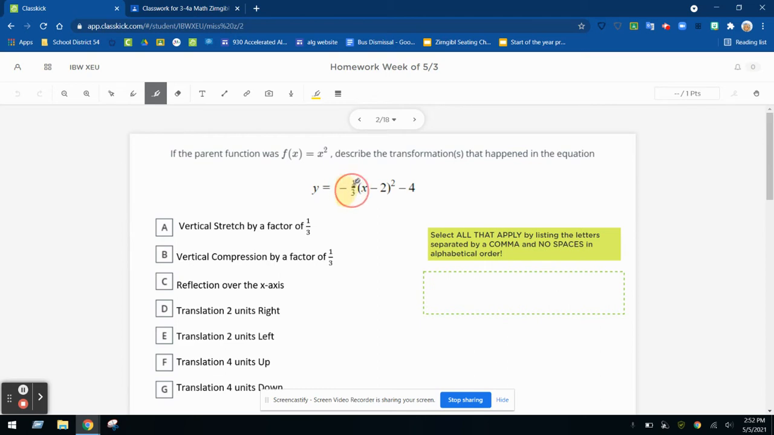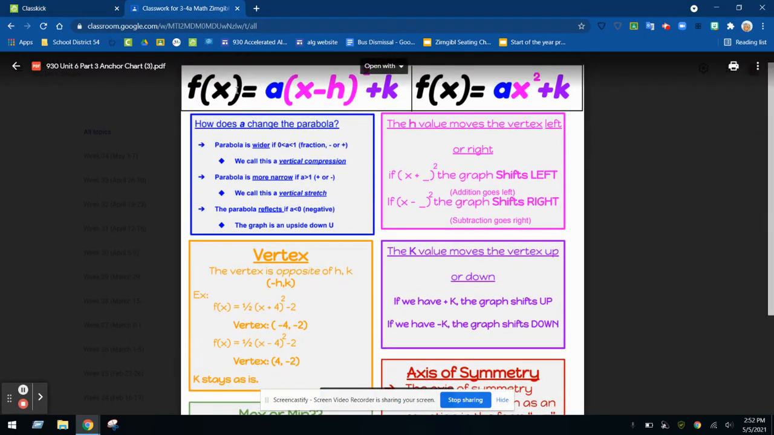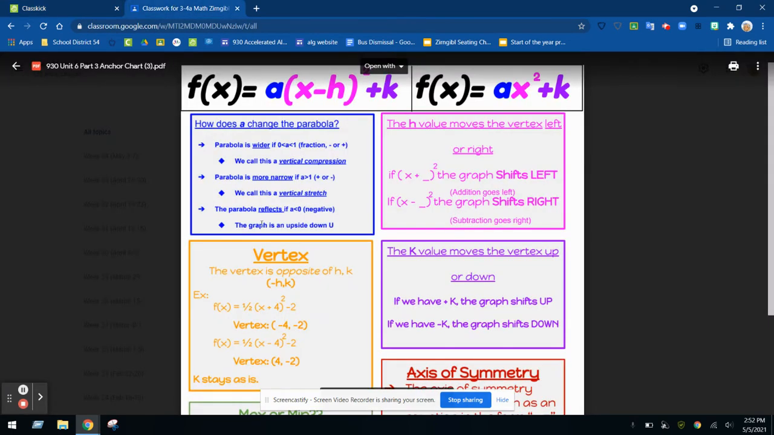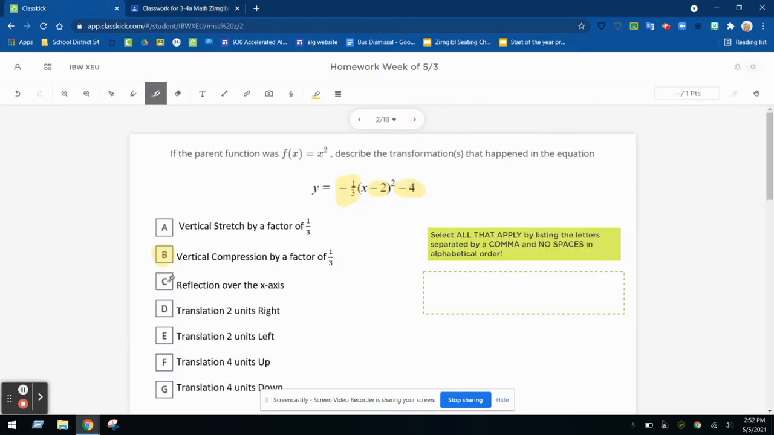I have this negative 1/3 that was added in, this -2, and this -4. So let's start with that negative 1/3. Looking at my equation, the a changes the parabola in a variety of ways. If it's a fraction, which is what we have, 1/3, that's going to be a vertical compression. The other thing we notice about that 1/3 is that it is negative, and it says if it's negative, the graph is going to be an upside down U. So the graph's going to reflect.